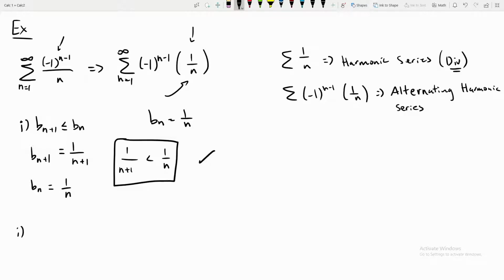Now on to condition 2. Condition 2 asks us to take the limit of b of n as n approaches infinity, and we want to ensure that it is 0. So let's go ahead and do that. The limit as n approaches infinity of b of n, which is just 1 over n, is a pretty standard limit, and we know it's equal to 0. Therefore, we can conclude that the alternating harmonic series is convergent.